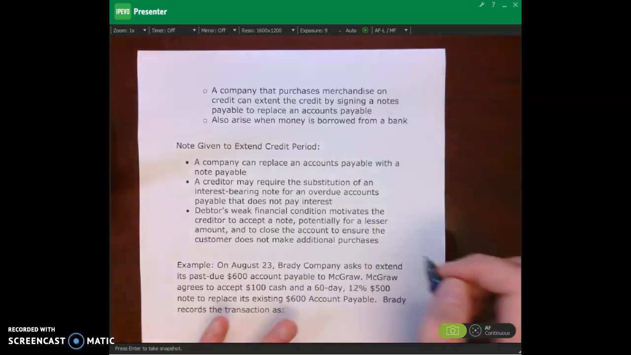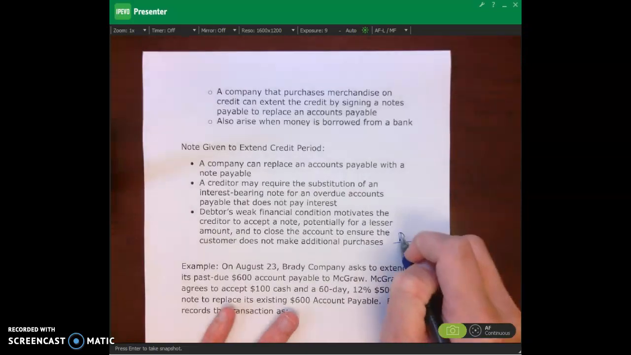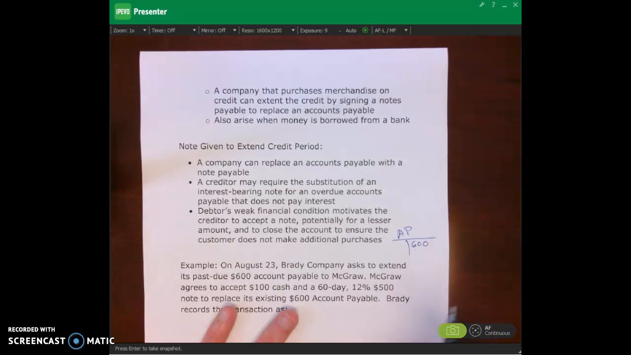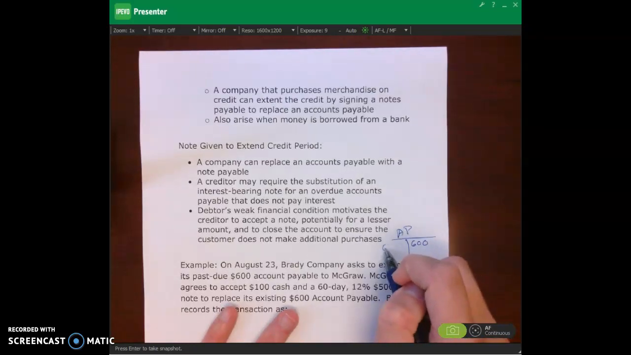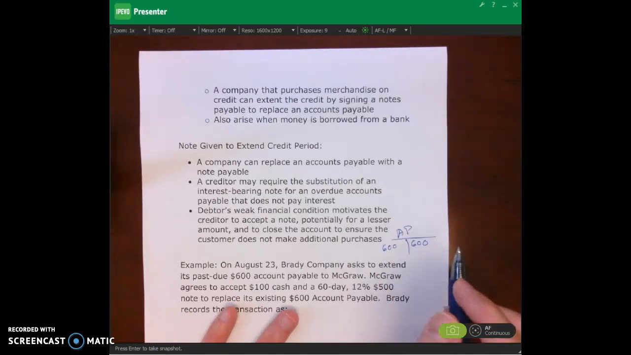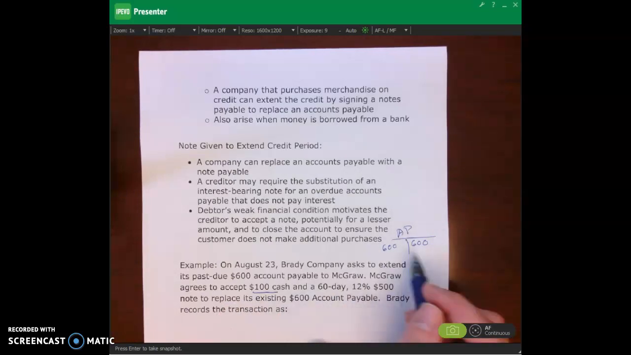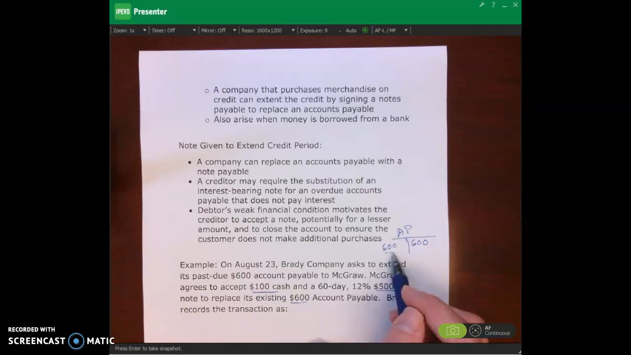So if we think about a T account, we have AP, accounts payable, with $600 over here. What we're going to do is zero out our accounts payable, and then pay $100 cash now, and then issue a $500 note payable to replace this $600. So this is what we want to do.